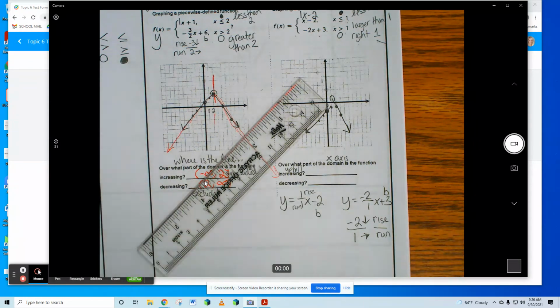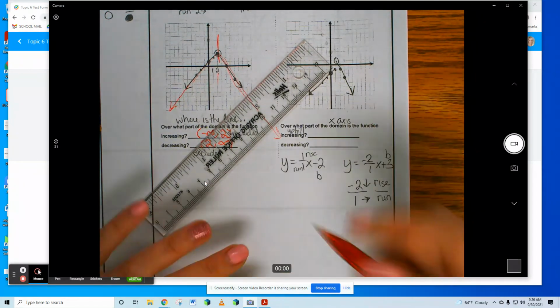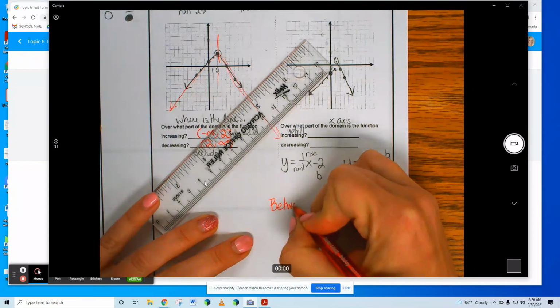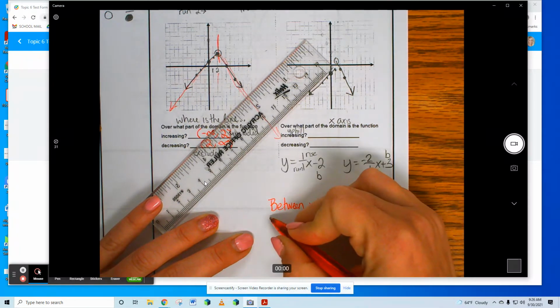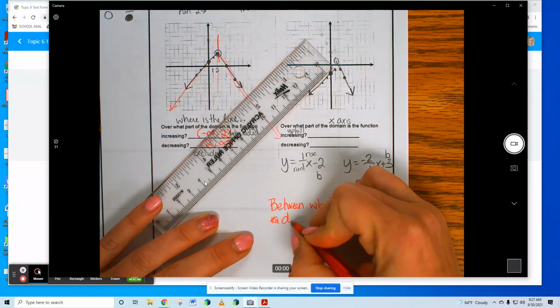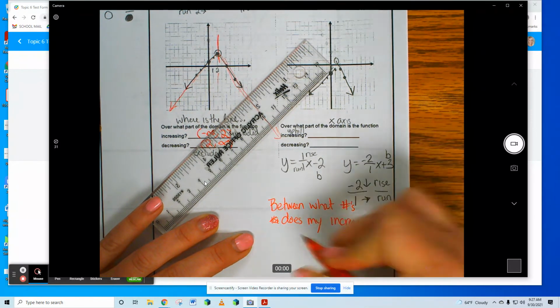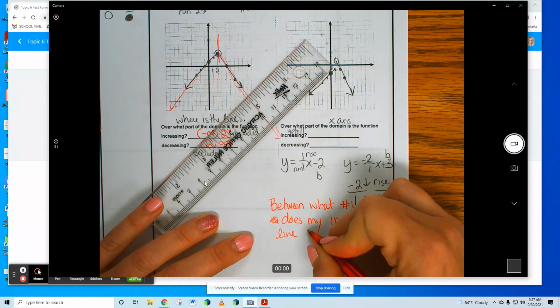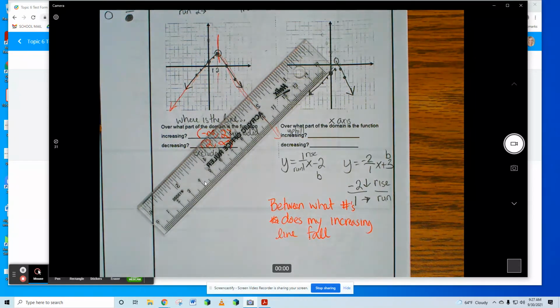And now I want to know between what numbers does my increasing line fall? Like, where is my line? In between what and what? So I have to make sort of like some lines to show, oh, it's in between this and this.